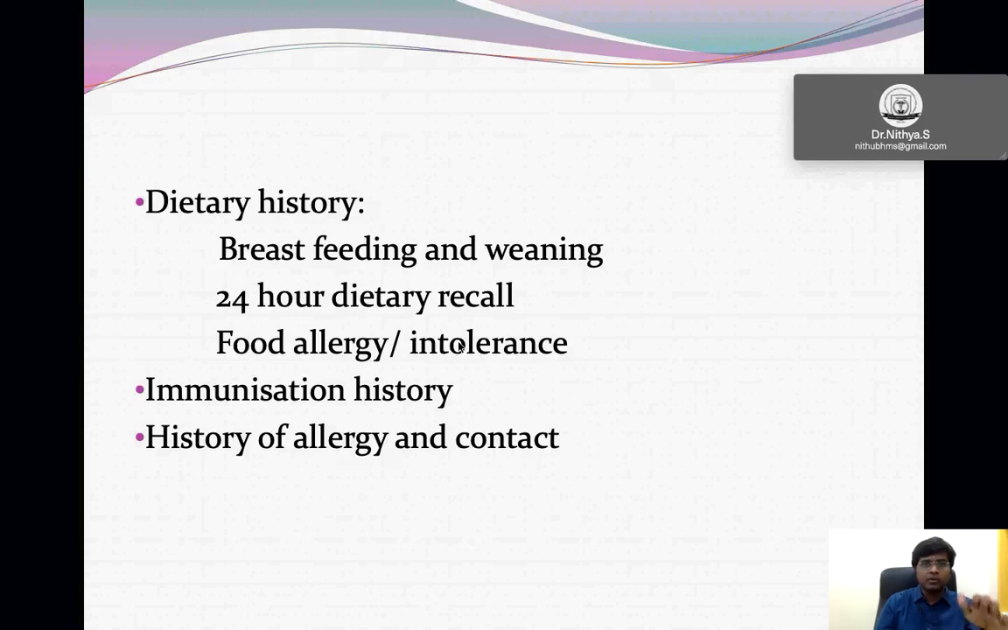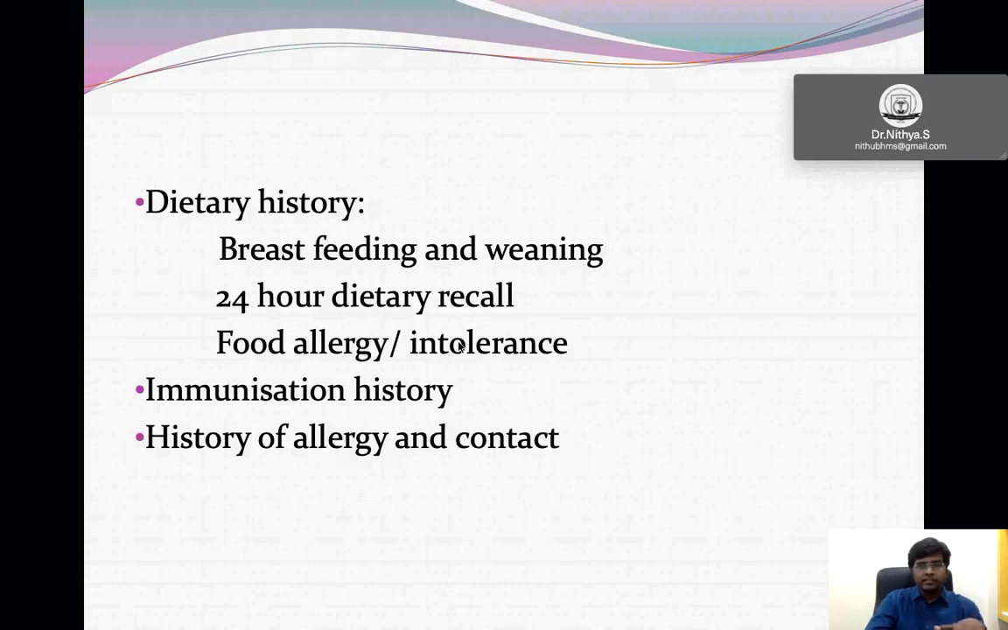So you should ask the parents what the child has been taking on a 24-hour basis. Whatever the child has been taking, you should ask them, so that the mother will recall and tell you, and you calculate the calories and protein that the child is taking, so that you can know the deficit the child is having. And you also ask about food allergy or intolerance, because that is very important when the child presents with some edema, angioedema, or rashes. So it's very, very important.